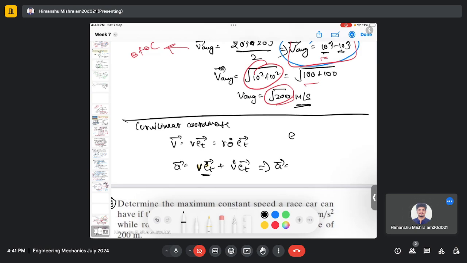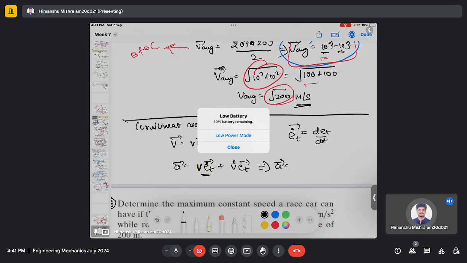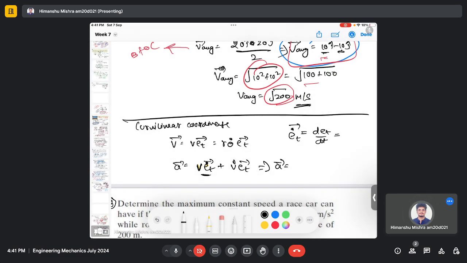And for e_t dot, which is de_t by dt, can be defined by the normal basis vector, and the acceleration vector in this coordinate you can have v squared by r in the normal direction and v dot in the tangential direction. So this is your acceleration vector.